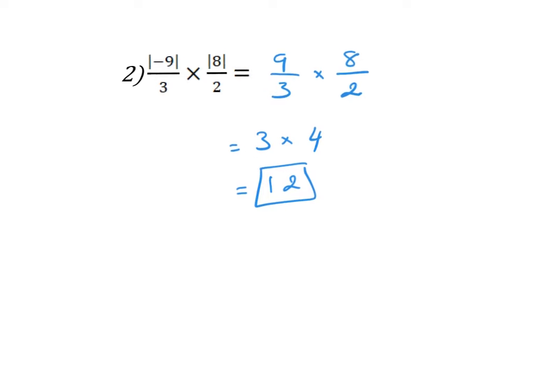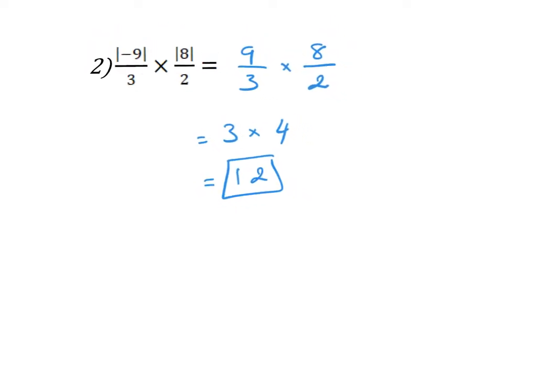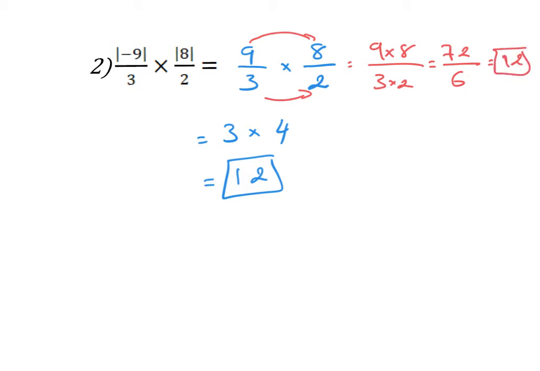It's a good idea always to simplify before you multiply. But sometimes you can multiply. For example, you can multiply the numerator with the numerator and denominator with the denominator. So you can do 9 times 8 and 3 times 2. That will be 72 divided by 6, which is also 12. Right? I prefer to simplify before you multiply all the time. We know that 3 goes into 9 3 times, and 2 goes into 8 4 times. So 3 times 4 would be 12. Very simple.